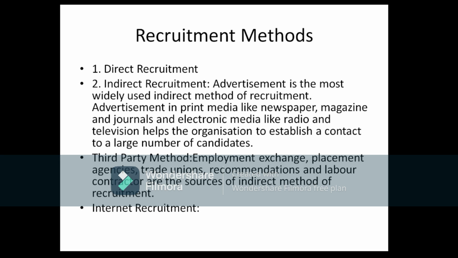So students, these are the methods of the recruitment, right? And again, to locate the right people and to stimulate them, the company uses the appropriate method, the appropriate source, which helps the organization to locate the people and to stimulate them to apply for a job. So this is all about the sources of recruitment and the methods of recruitment.